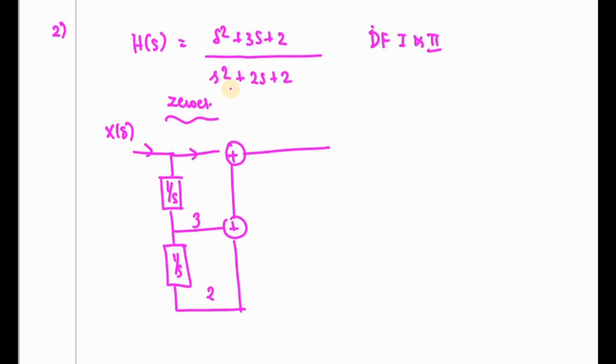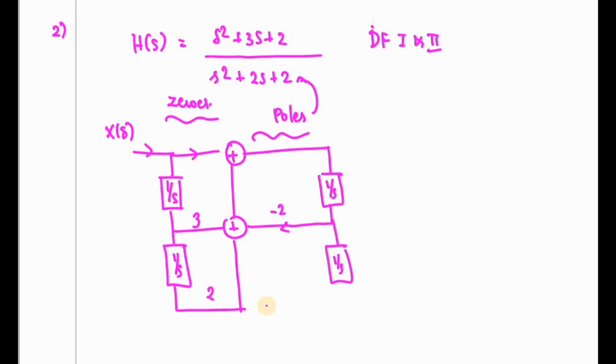And for zeros, this is for poles, right? For poles, you have to consider the denominator. So you have 1 by s, which means this must be minus 2. You have to change the direction. And for 1 by s square, it has to be minus 5. So everything has to face the addition. So this is your y of s. This is for direct form 1.